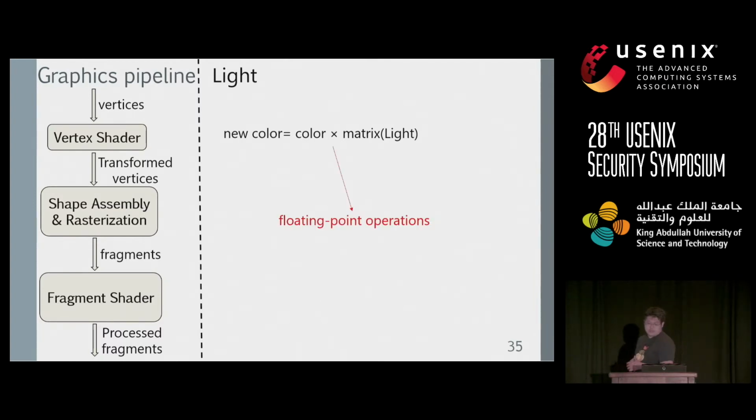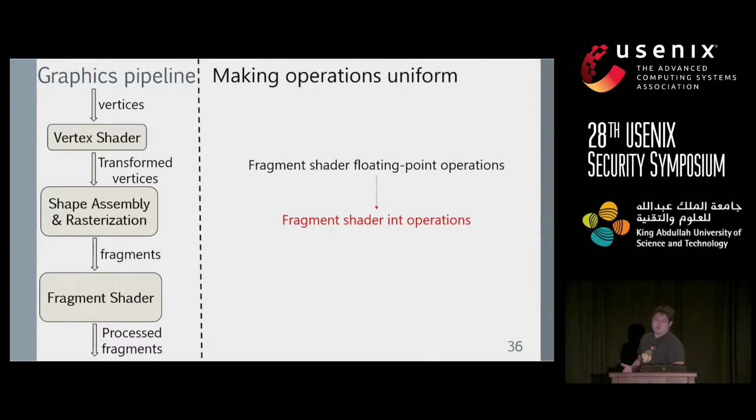On the light part, the new color equals the color times the light matrix. The relationship between the light and the single color is kind of like transforming the vertices. Still, it has the same problem: when they multiply the matrix, they use floating point operations. Our solution is in the fragment shader part. We transfer the fragment shader floating point operations to fragment shader integer operations.